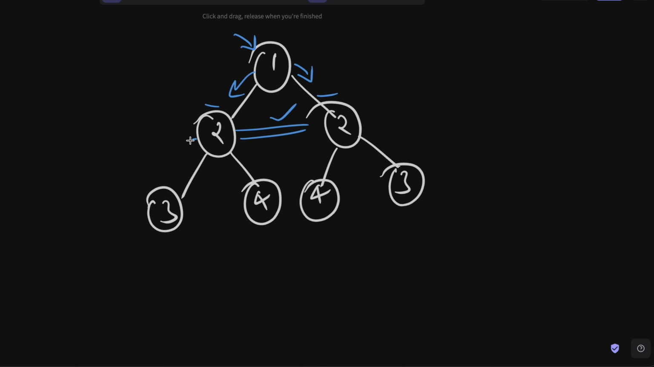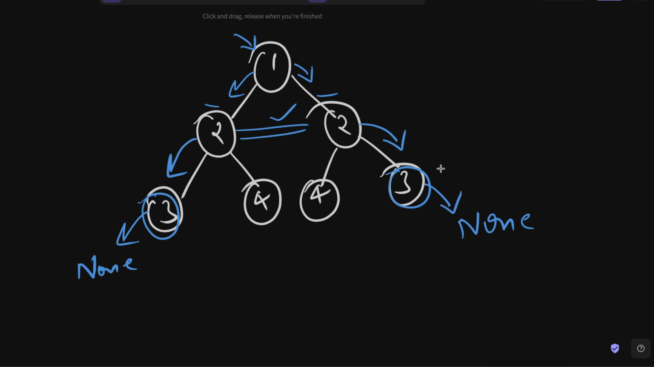I will say, okay, go to the left node of this particular two and the right node of this particular two. They should be equal. We check, okay, these two are also equal. Great. We can now move on. Now I can go to this left node and this right node. Now both of them are none. So I will simply return. There is nothing to do.